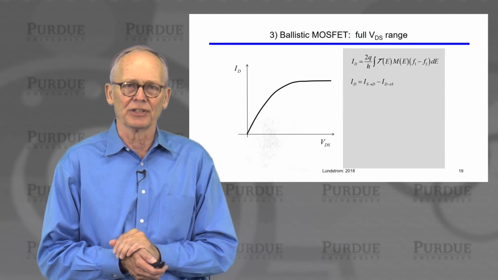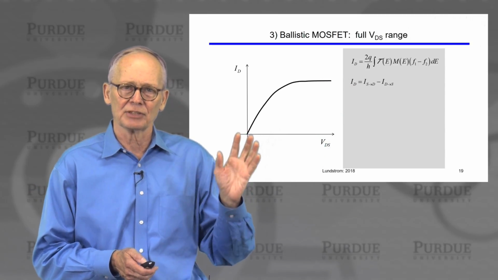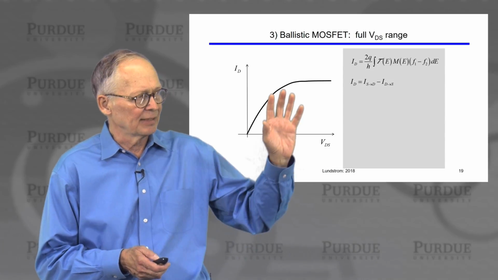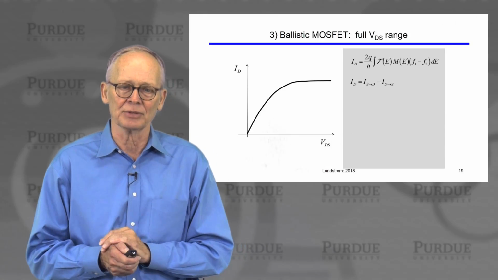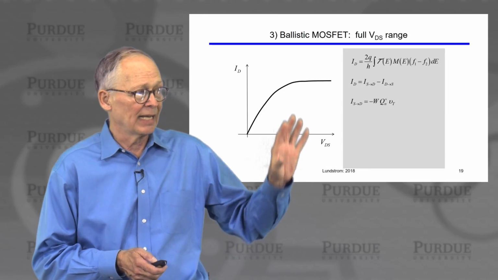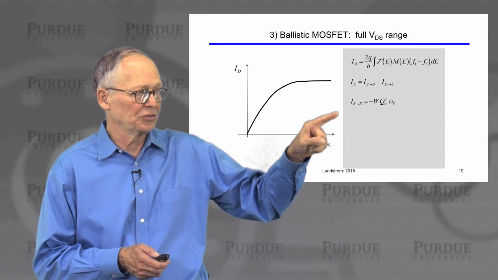There are really two currents here. There is a contribution of electrons flowing from the source to the drain, and there's a contribution of electrons flowing from the drain to the source, and we have to subtract the two to get the net current. Now we can write each one of them from source to the drain.